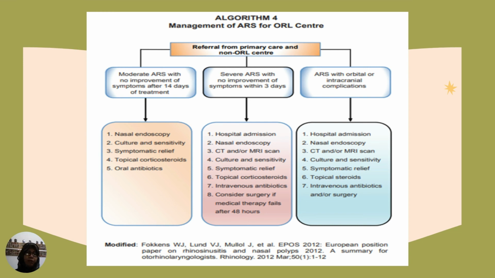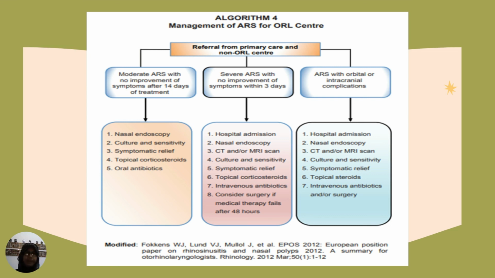So what do we do in the ENT clinic when we receive a referral from primary care or non-ENT centers? We still go back to the history and then we do endoscopy as part of the physical examination. For moderate ARS, we will do endoscopy and then take culture and sensitivity. We give, again, symptomatic relief, oral antibiotics and topical corticosteroids. In cases of severe ARS, sometimes they might warrant hospitalization. When they are hospitalized, we will perform a CT scan of the paranasal sinuses and may consider surgery if medical therapy fails after 48 hours.